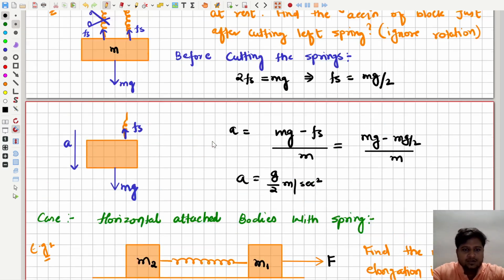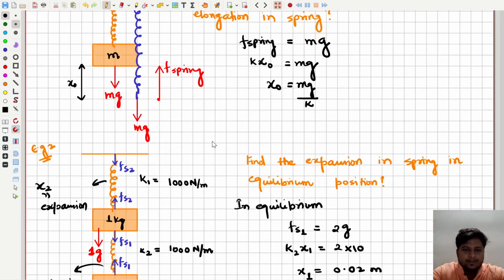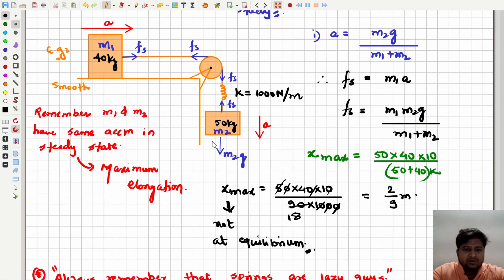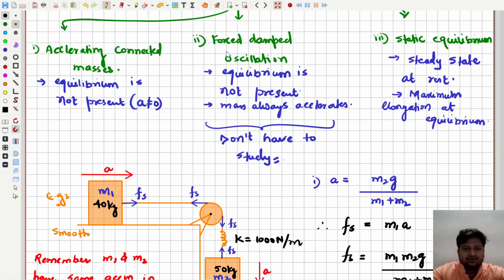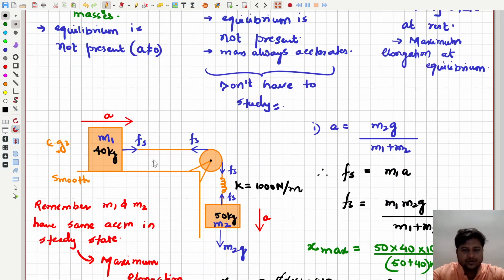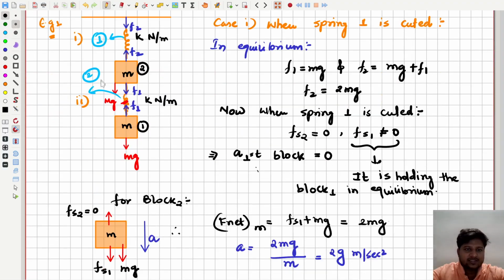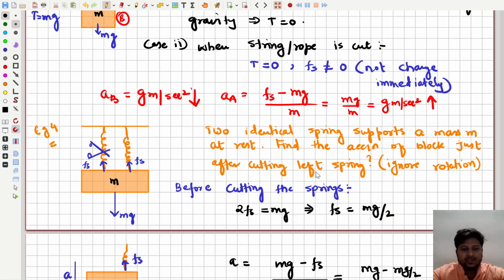Now, again, if you go through the concepts, we have done this kind of maximum elongation scenario. And we told that whenever there is a maximum elongation, it will happen in two ways: static equilibrium and accelerating connected masses. So whenever net force is not zero, the acceleration will be there. And remember, over there in maximum elongation, equilibrium will not be present. Reply me, yes or no? Just like this scenario, equilibrium was not present. But in another scenario, at maximum elongation, we can have equilibrium over there. Is that clear or not clear? Everyone reply me, yes or no?